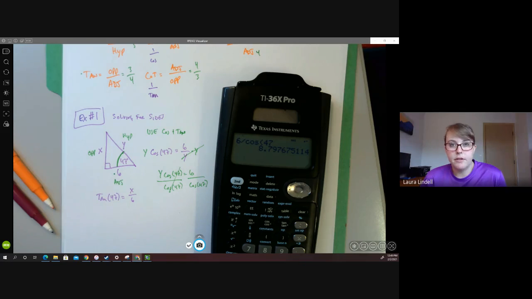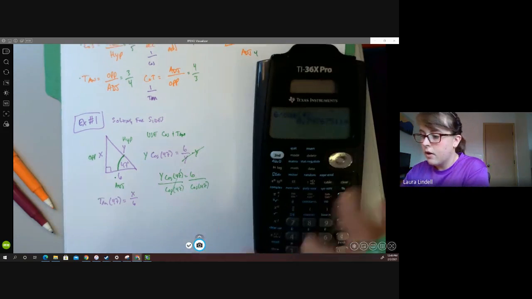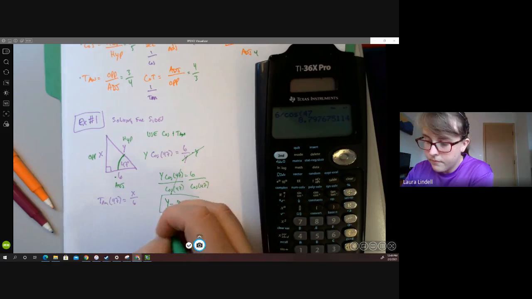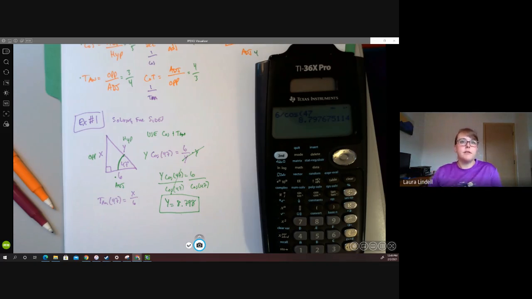Sometimes you'll be asked to round to the nearest tenth or the nearest hundredth or the nearest thousandth. In AP Calculus, for those of you who will take that, you'll want to round to 3 decimal places at all times, unless you're asked for the exact answer. So it is a good idea to get into the habit of rounding to 3 decimal places, unless it is requested otherwise, like IXL might request only 1 or 2 decimal places or an exact answer sometimes. So in this case, I'm going to round to 3 decimal places. So we'll get y equals 8.798. So that's part of our answer.